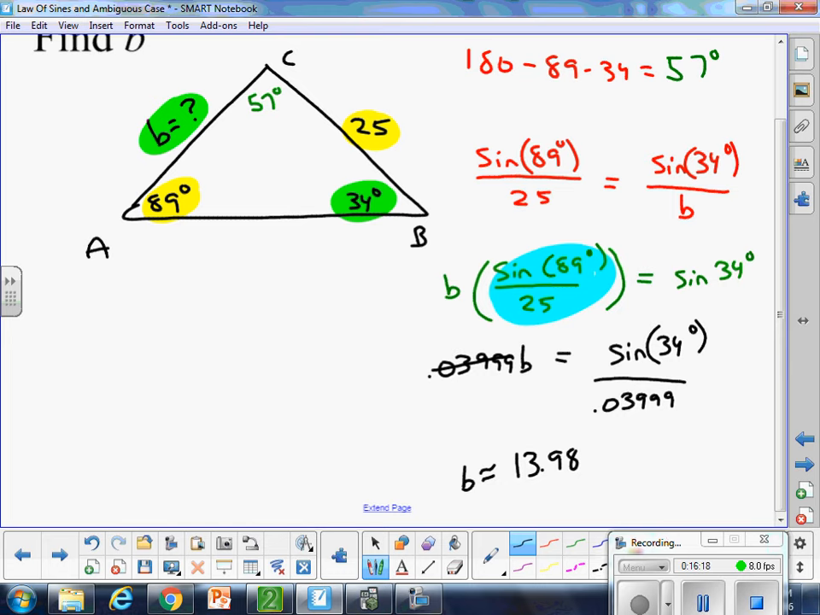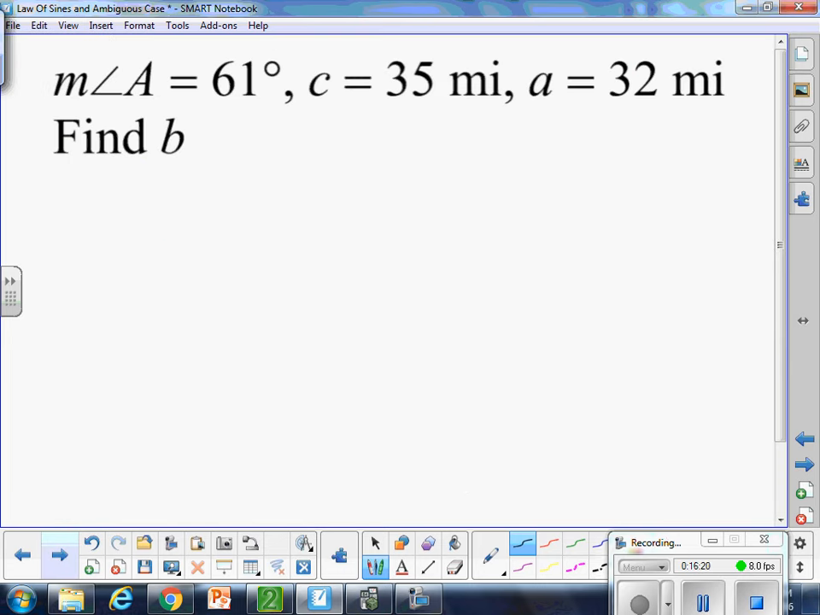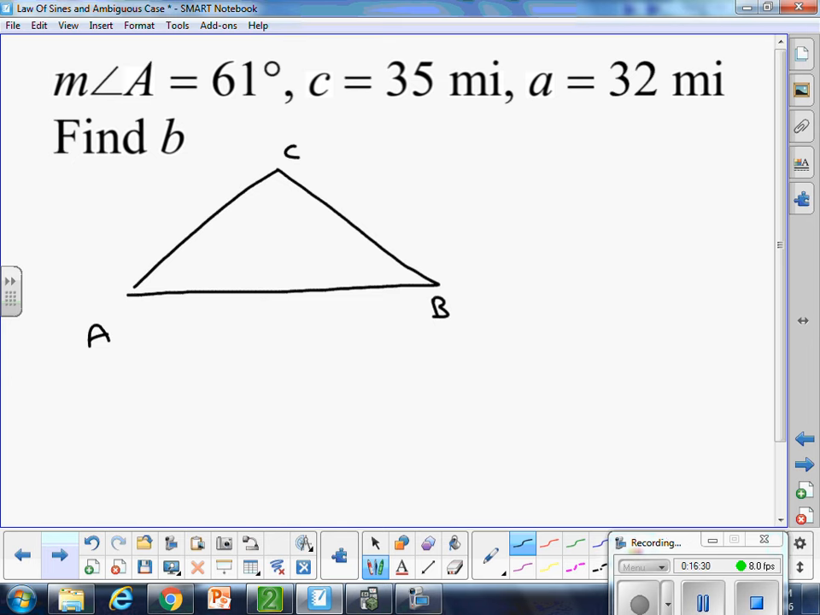So here's the deal. Here's the special one to watch for. They're giving us, again, some information. Okay, let's draw a triangle out. ABC. Okay, and they're giving me angle A, 61 degrees down here. Side C, which is the bottom, right, 35. And they're giving me side A, which is 32.